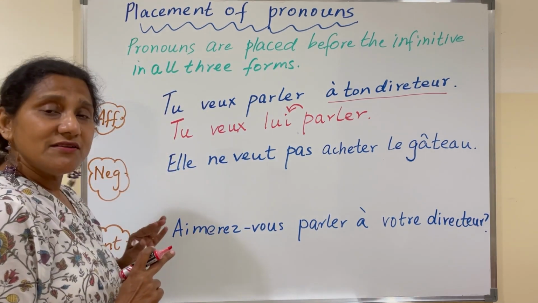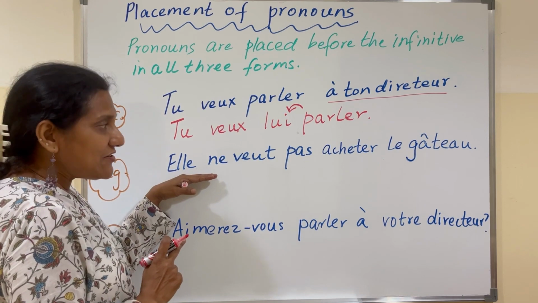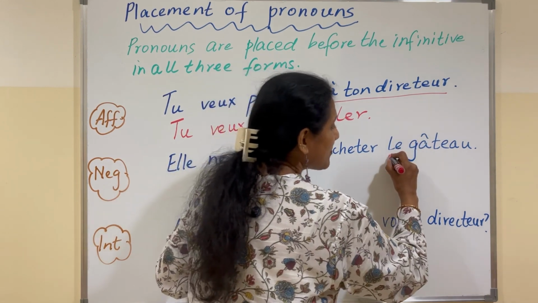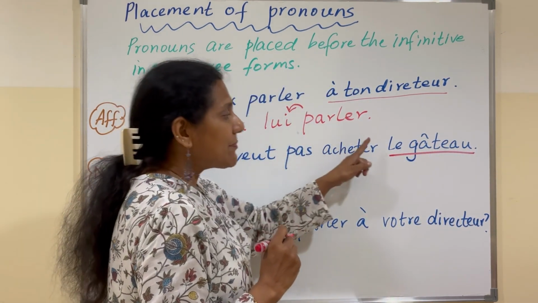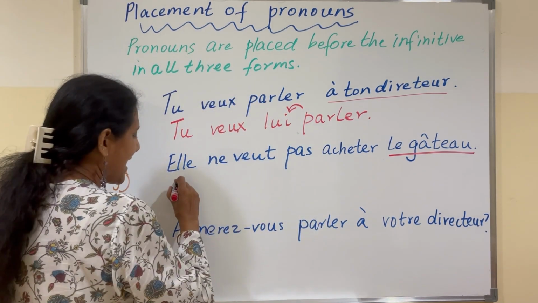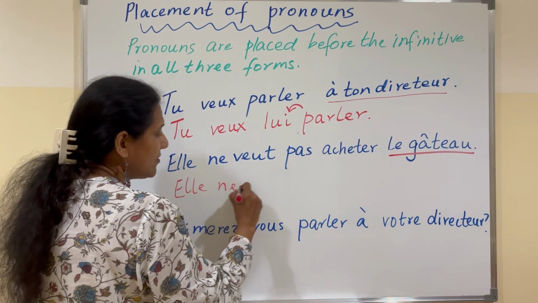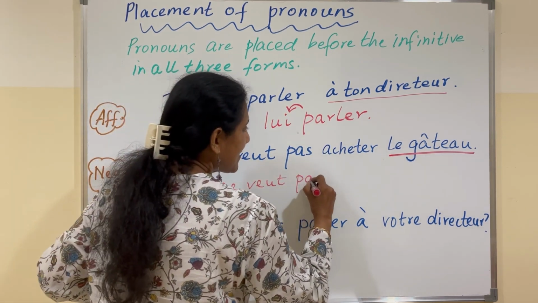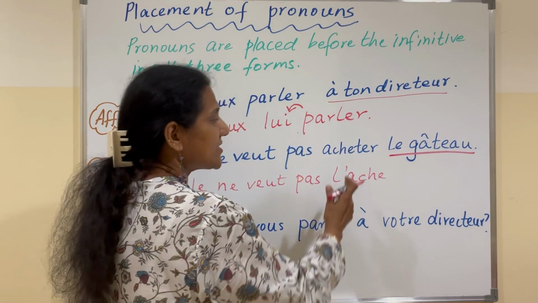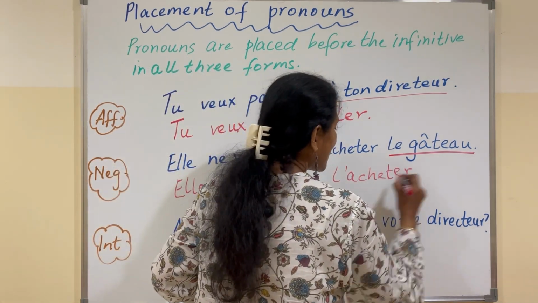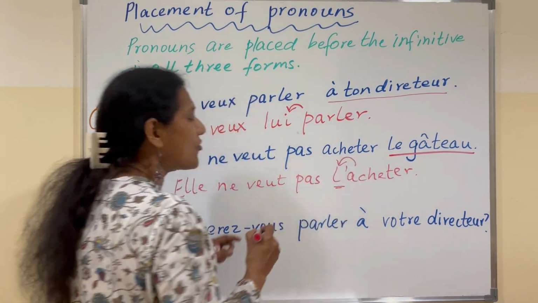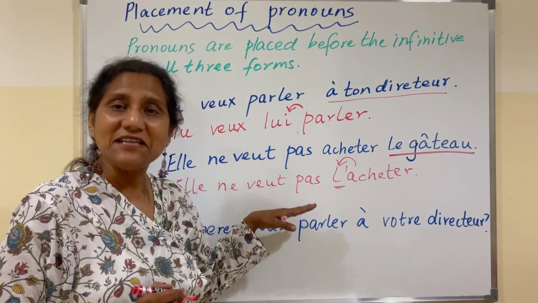Let's look at an example of a negative sentence. Elle ne veut pas acheter le gâteau. So here we've got acheter, the verb is directly followed by the object. There's no preposition, so this is going to be replaced by a direct object. So, elle ne veut pas, and then we place the direct object in front of the infinitive. Because of the clash of vowels, we write it as L apostrophe. So we can see it's placed before the infinitive, even in a negative sentence.